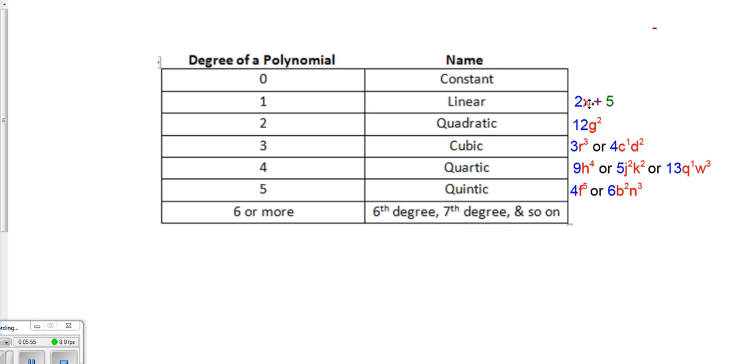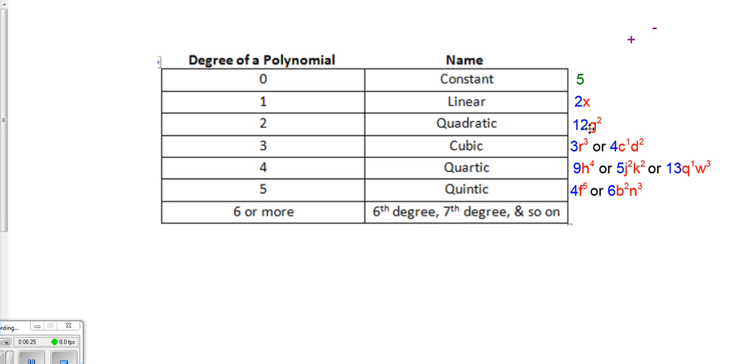This whole polynomial is a degree 1, and it's called a linear polynomial. It makes sense because if we called y equals 2x plus 5, that would be a linear function. That would make a line. 5 would be our y-intercept, 2 would be our slope. So we can make a line out of that. It would be a linear polynomial.